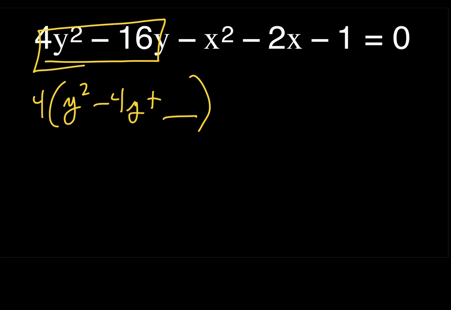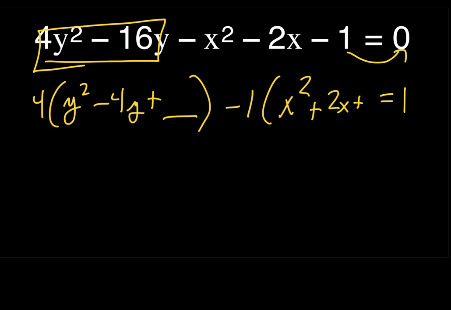I'll have negative 1 times x squared plus, oh, I need to do something first. I'm going to take this 1 and move it over there, because all I want are x's and y's on the left. I want my numbers on the right-hand side. So it'll be equal 1. Adding 1, put it over there. So x squared plus 2x plus something.